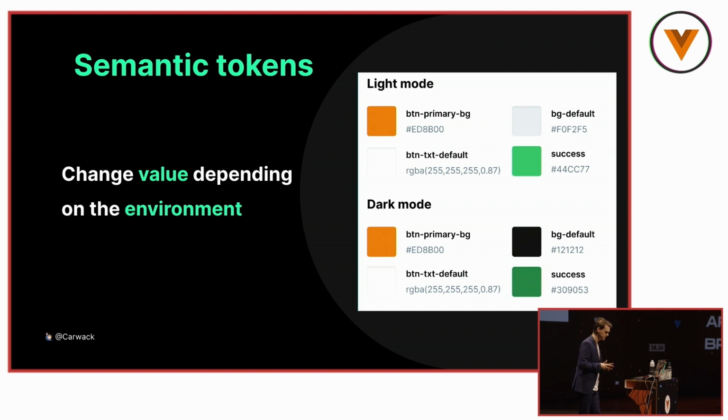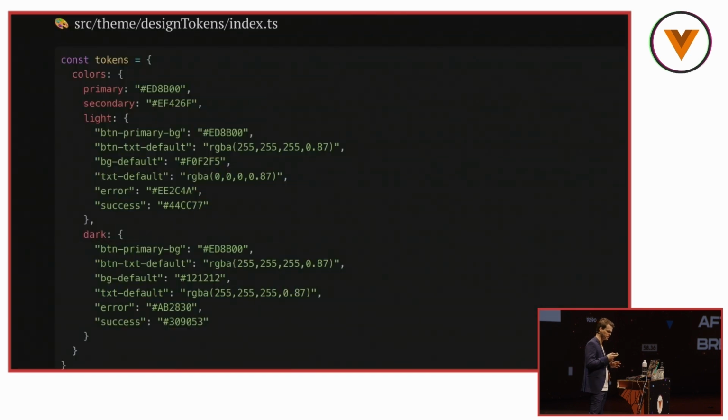Now, the thing is, how can we use those design tokens? And one way is to use semantic tokens for this. Semantic tokens is a feature from Chakra UI that allows you to change the value of a token depending on the environment. So like depending on the color mode you're in, or the direction, or any CSS selector that's out there, which is really strong and really cool. So that's what we're going to use in our theme.